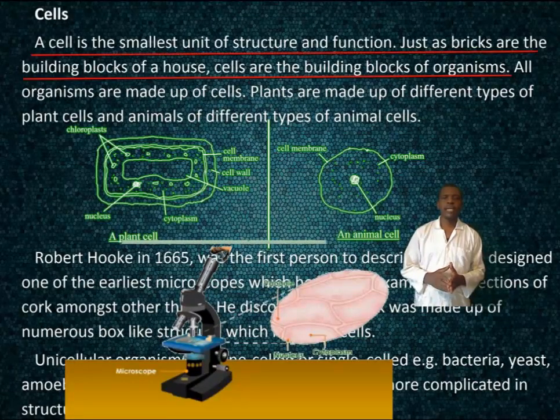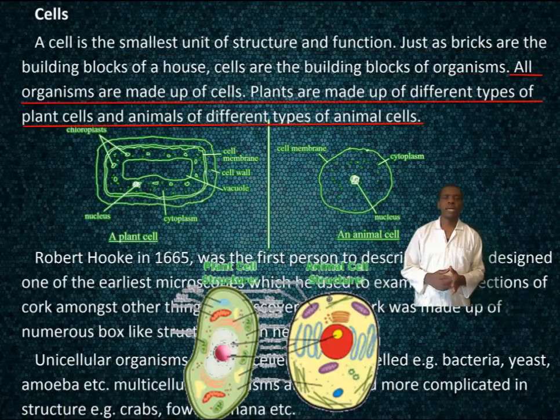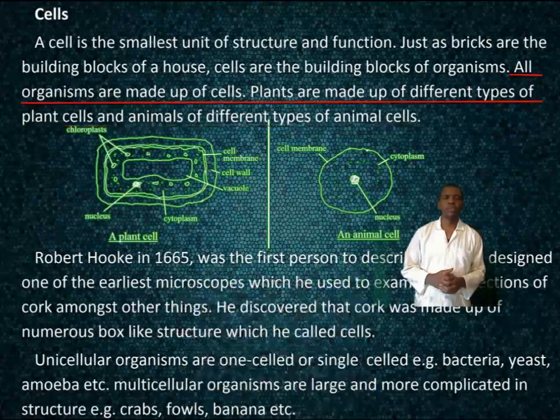Cells. A cell is the smallest unit of structure and function. Just as bricks are building blocks of a house, cells are the building blocks of organisms. All organisms are made up of cells. Plants are made up of different types of plant cells, and animals of different types of animal cells.